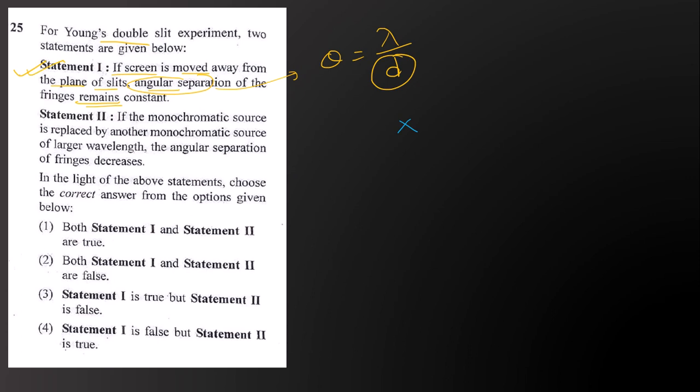And then it is said that if the monochromatic source is replaced by another monochromatic source of larger wavelength, the angular separation of the fringe decreases. No, if the wavelength increases, the angular separation also increases. So this is incorrect. So statement 1 is correct and 2 is false.